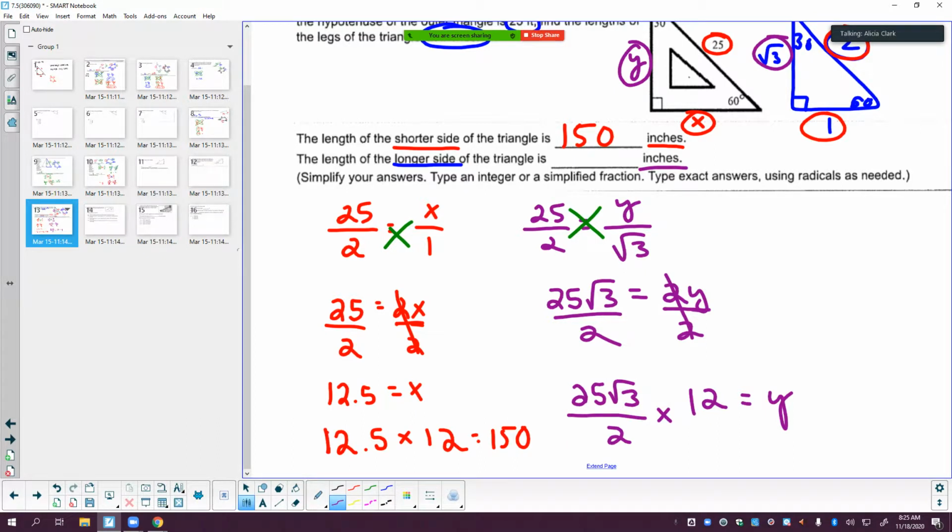When I type the whole thing into my calculator, 25 over 2 times 12, and then with your square root of 3, it's going to end up being 150 square root of 3. So you can do all the whole numbers and just leave the square root of 3 alone. You can do 25 over 2 times 12 and see what that is, and that's how you get your 150. The square root of 3 just says square root of 3 because it wants you to use radicals. It doesn't want a decimal. Any questions about that one?